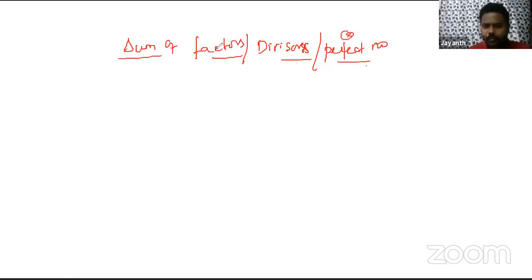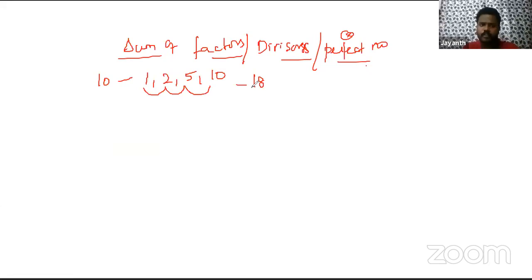First of all, I want to tell you what I mean by sum of factors. For example, for the number 10, the factors are 1, 2, 5, 10, right? If we add them all, 1 plus 2 is 3, 3 plus 5 is 8, 8 plus 10 is 18. Likewise, if it is a small number, I can write the factors like this and add them.